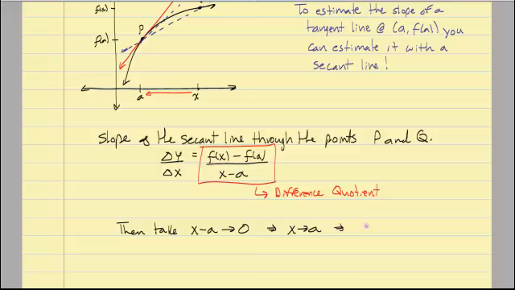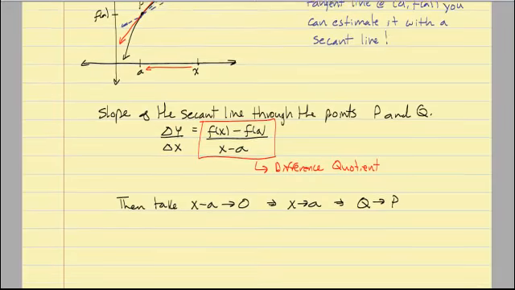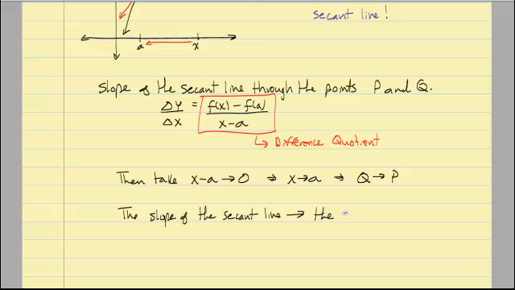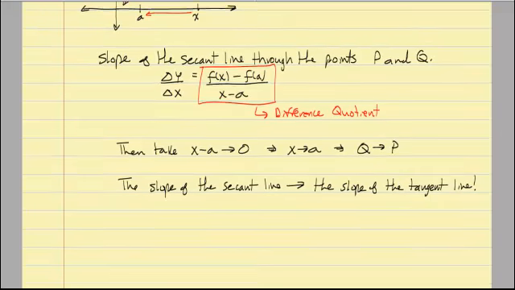Now, as we're doing this, the point Q gets closer and closer to the point P, which is where we're interested in having the slope of that tangent line. So the slope of the secant line does a very good job of estimating the slope of the tangent line as those points get closer and closer. So the slope of the secant line approaches the slope of the tangent line. And that's pretty cool. And again, we're learning some shortcut rules here too, but for the most part that's what we're looking at.